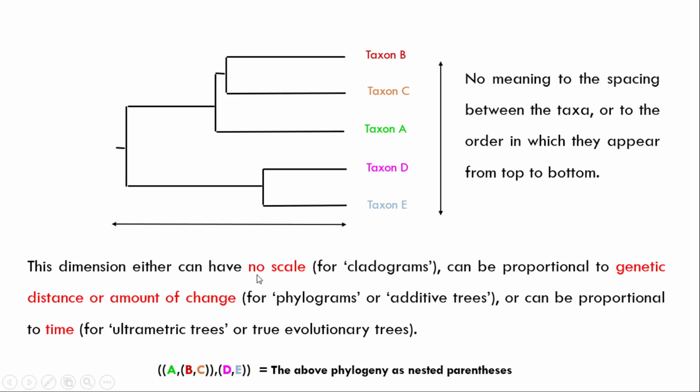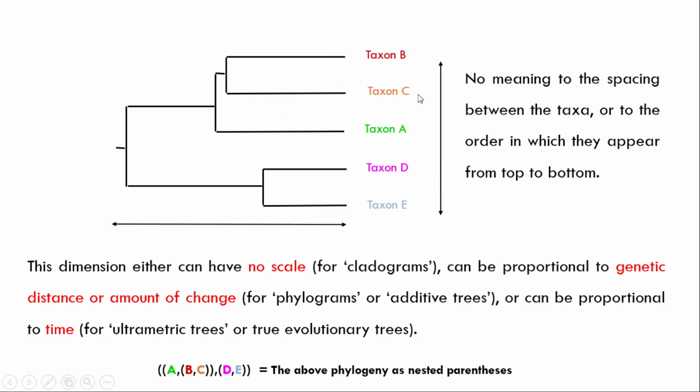So this dimension can have no scale. If no scale is there, that is simply known as a cladogram. And the horizontal one may be proportional to the genetic distance or amount of change. This means that the more changes happen during the course of evolution, the longer the branch length will be. If fewer mutations take place, the branch length will be shorter. Or it can be proportional to time. So this branch length in some cases may be proportional to the time or to the genetic distance or amount of changes. So this is the simple phylogenetic tree.